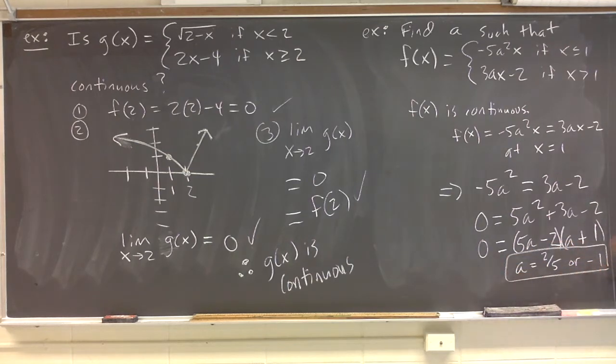So either one of those values, so if I change that to a 2/5 in there and in there, or if I change that to a negative 1 and a negative 1 in the second piece, you're going to get a continuous graph. Okay? All right.